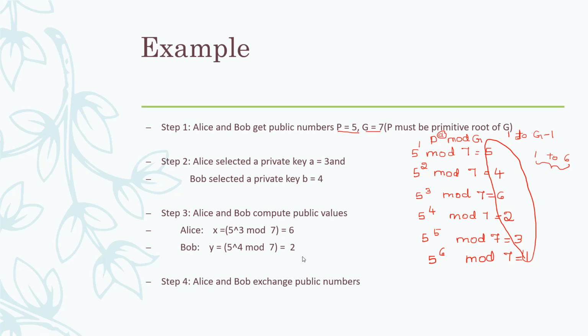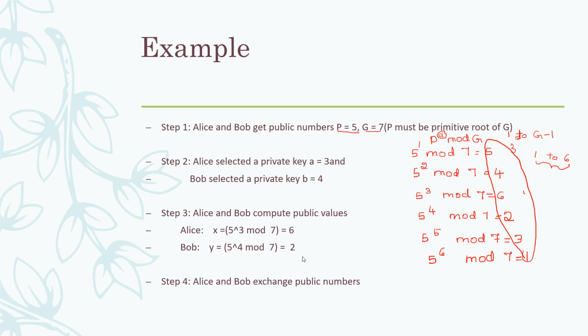Then we can say p is the primitive root of g. So we can have 1 over here, or we can have 3 over here, doesn't matter, but it should have the numbers in the range 1 to 6. So then only we can say it is a primitive root of a number.